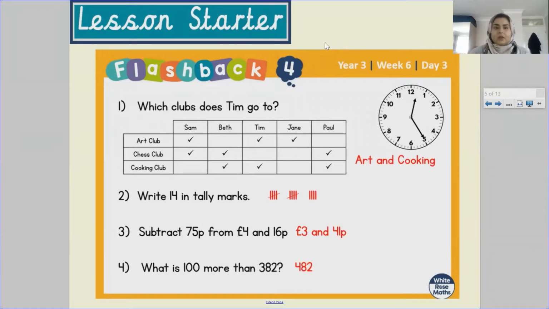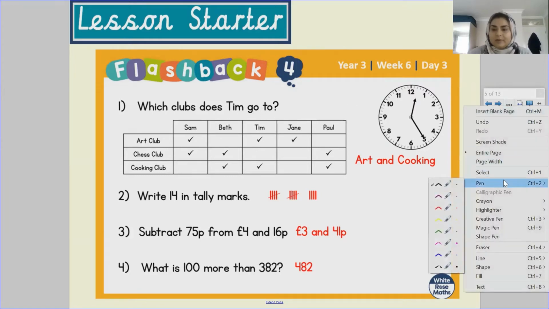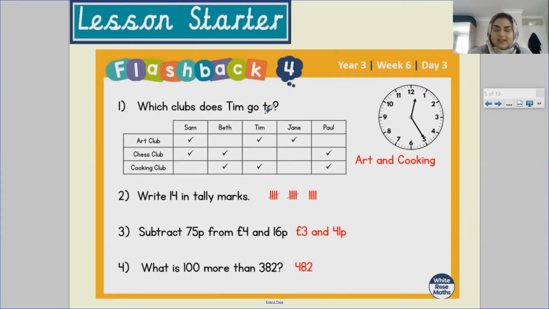So the answer to question number 1 is art and cooking. Okay, so it says, which clubs does Tim go to? I'm going to look at my chart and find Tim's name, which is here. Let me just get my pen ready. So which is here, and it shows me Tim goes to art and he goes to cooking. So he goes to 2.